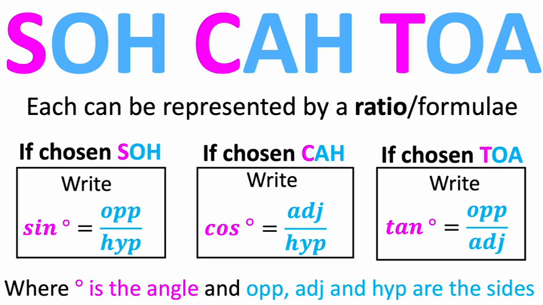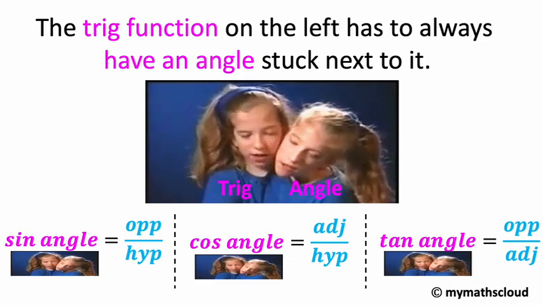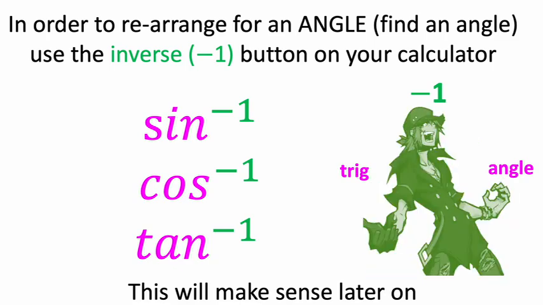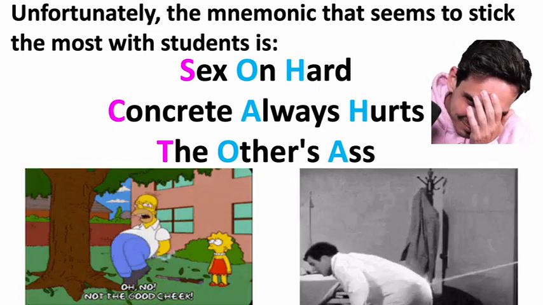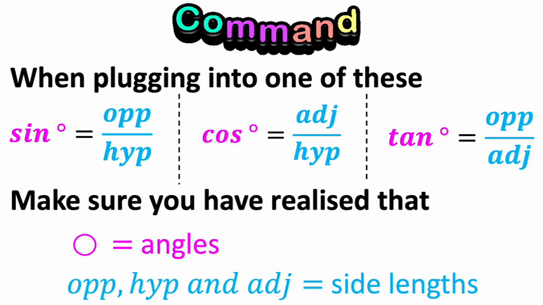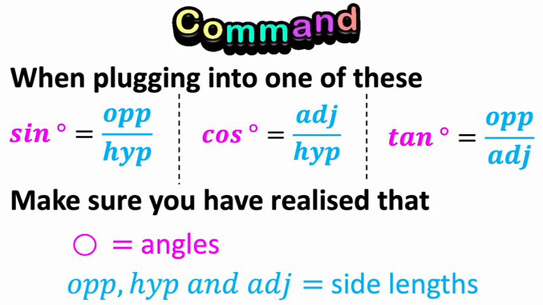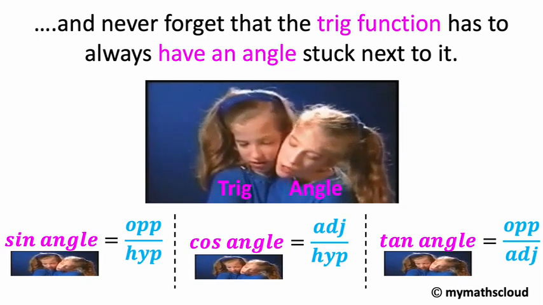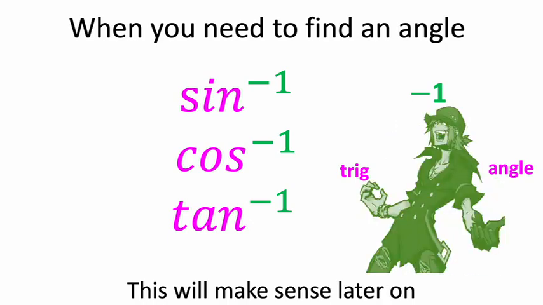Here's a heads up, plug in and rearrange. It's nothing strange. Trick written without an angle, it's your demise. Unknown angle, inverse will untangle. Use SOHCAHTOA, it always gets a prize. Just fill in the right ratio that applies. Don't confuse angles with sides, I advise. So heads up, if you write trick without an angle, it's your demise. Unknown angle, inverse will untangle.